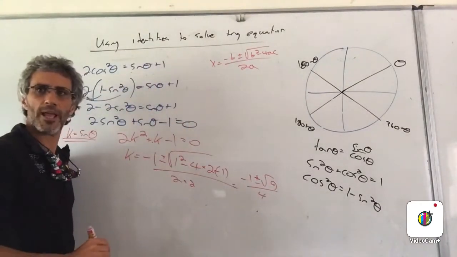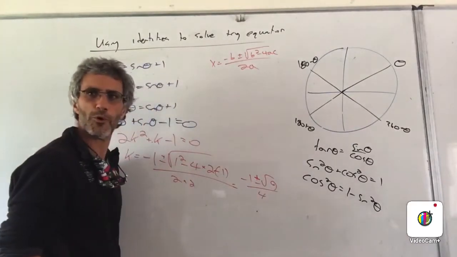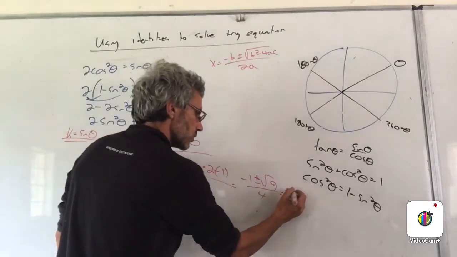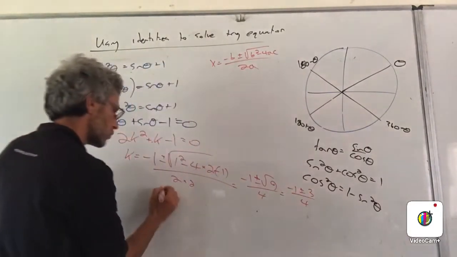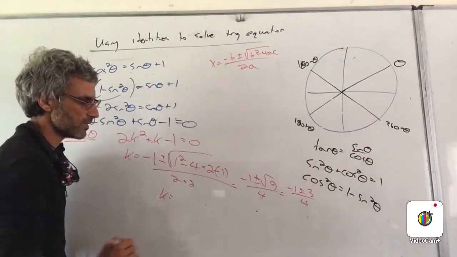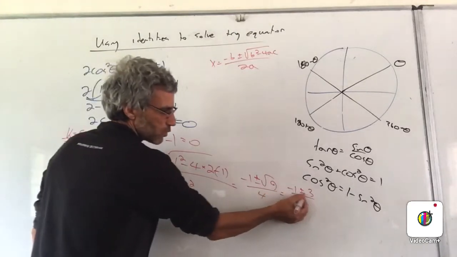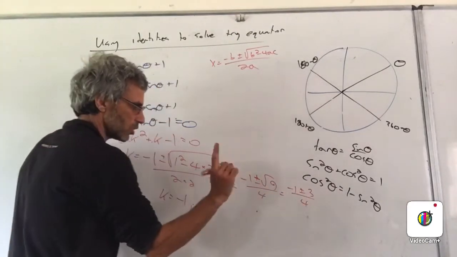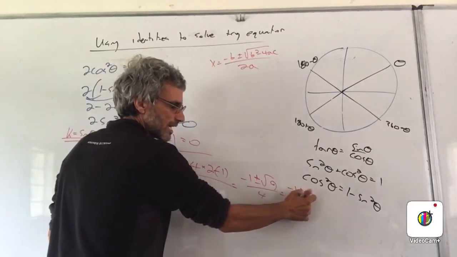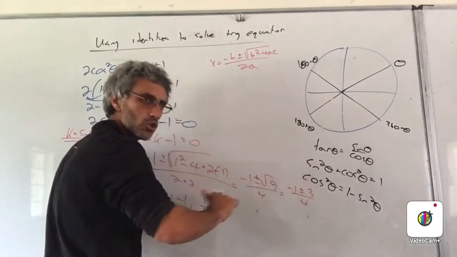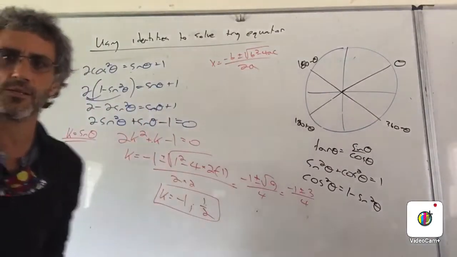You can put it in a calculator, but I just had 1 plus 8. Luckily, that's a perfect square. So we have minus 1 plus minus 3 divided by 4. So my k's are what? If I do minus 1 minus 3, it will be minus 4 over 4, which is minus 1. If I do minus 1 plus 3, it's going to be plus 2. 2 divided by 4 is half. Let's just pause here, see that you're happy with that.